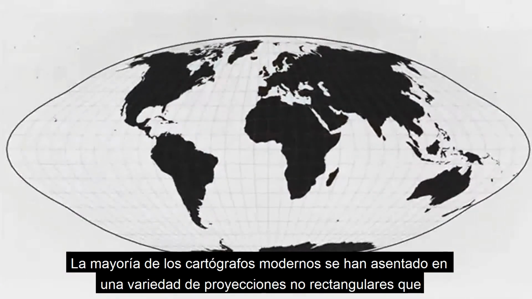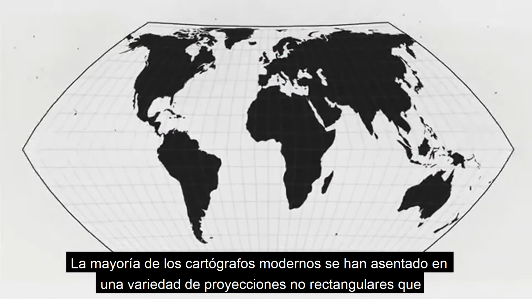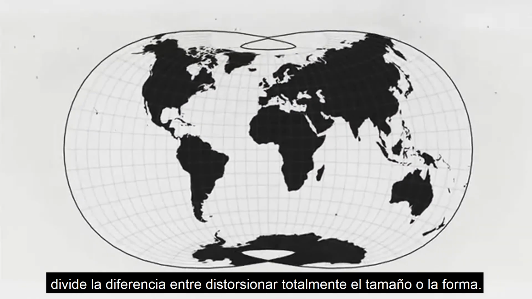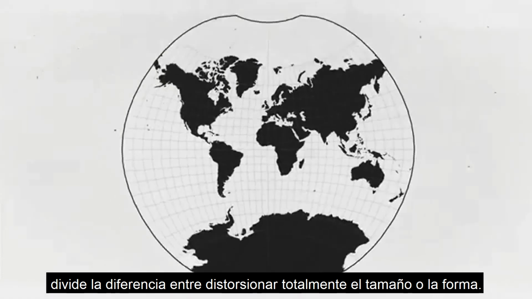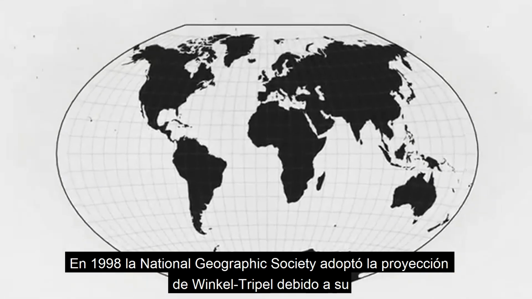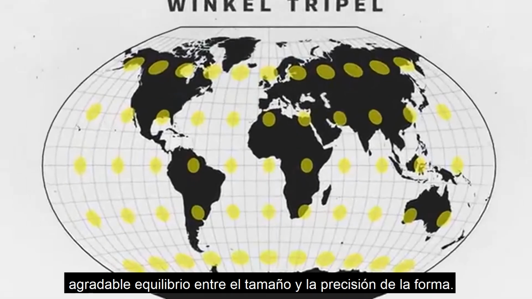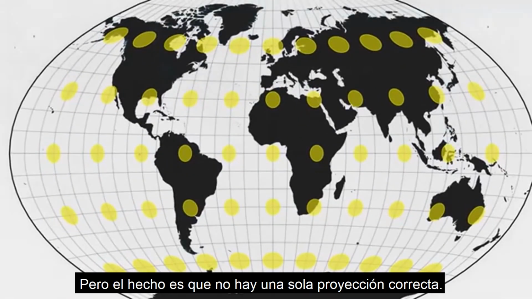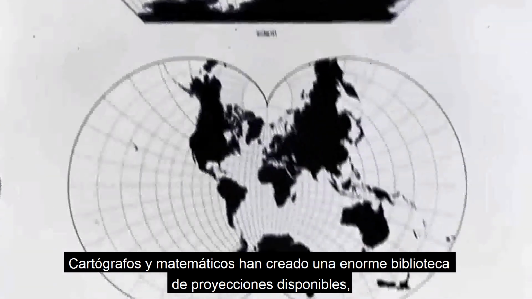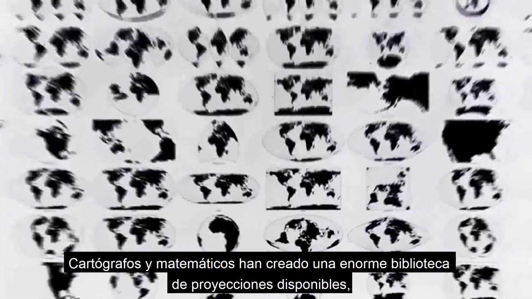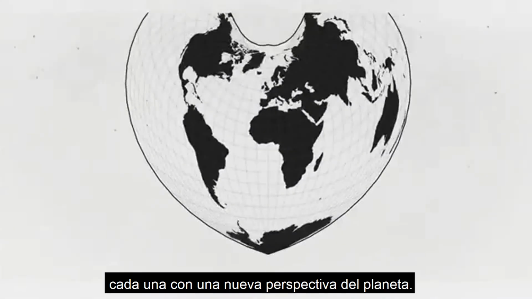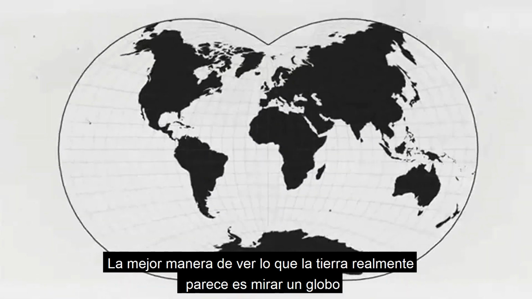Most modern cartographers have settled on a variety of non-rectangular projections that split the difference between distorting either size or shape. In 1998, the National Geographic Society adopted the Winkel Tripel projection because of its pleasant balance between size and shape accuracy. But the fact remains that there's no right projection. Cartographers and mathematicians have created a huge library of available projections, each with a new perspective on the planet, and each useful for a different task.